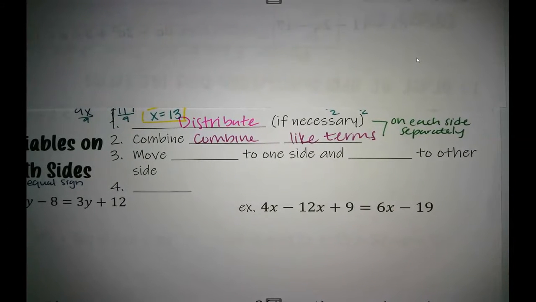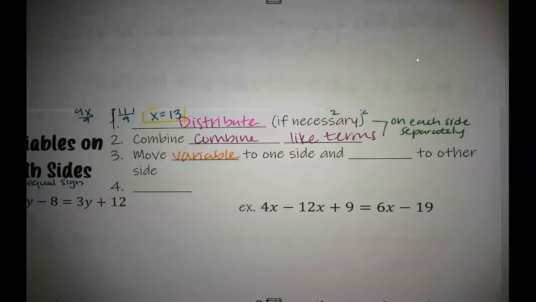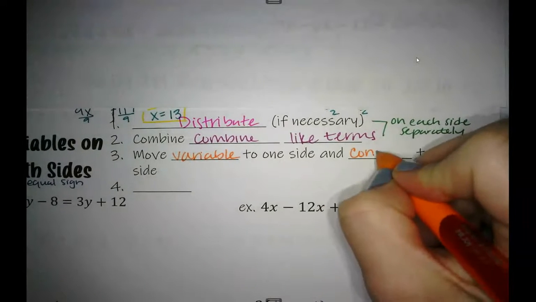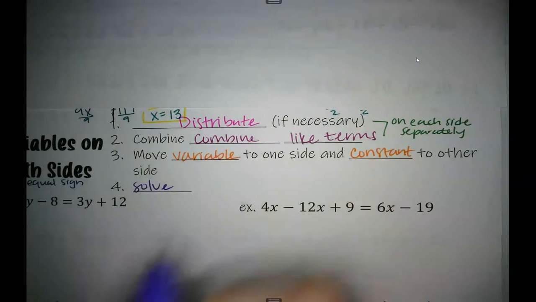Okay, so our wall has already been built. We got two sides of the equal sign, and we're working those separately first. Then in step three, we can start moving them, and we're first going to move our variable to one side and the constant terms to the other. So that means that we're going to make all of our variables on one side and all of just our numbers on the other side. And then we can solve it just as we have been.